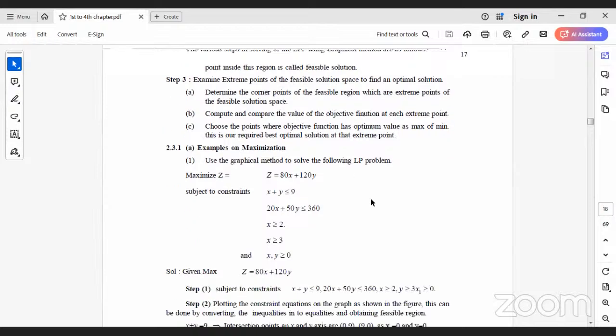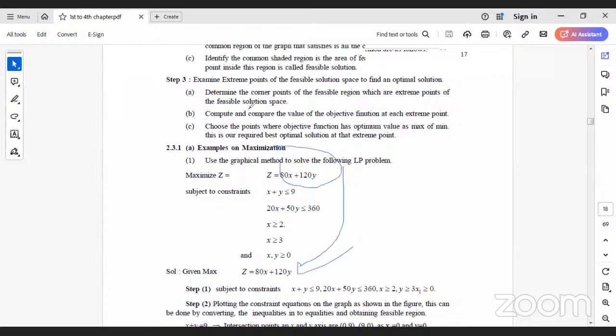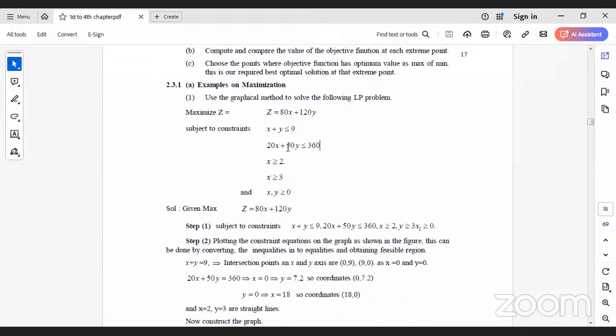Use the graphical method to solve the LP problem. Z is equal to 80x plus 120y, subject to constraints x plus y less than or equal to 9, 20x plus 55y less than or equal to 360, x greater than or equal to 3, y greater than or equal to 3, and x, y greater than or equal to 0. See here, what is Z? 80x plus 120y is given. Here something was mentioned wrongly, correct?